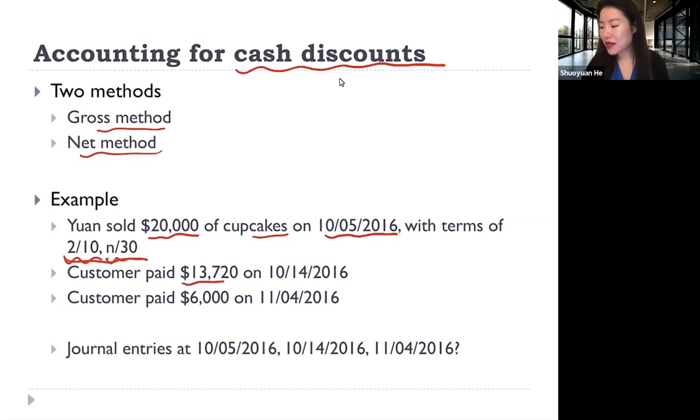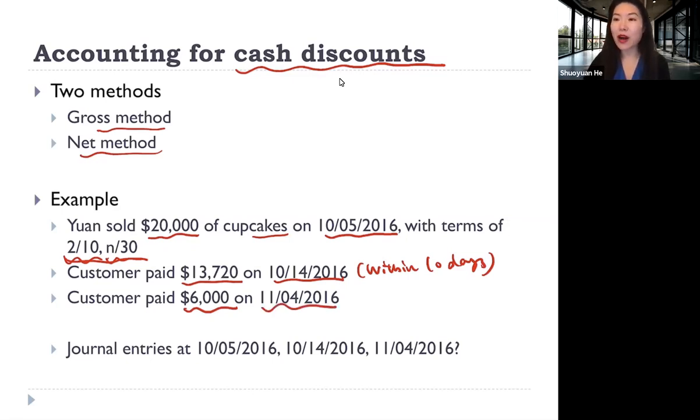Customer paid $13,720 on October 14th. So this is within 10 days, and paid $6,000 on November 4th. So this is within 30 days, but out of 10 days. What are my journal entries on October 5th, October 14th, and November 4th? So without me going through the answer, please take 5 minutes. Try to think about it. What journal entry would you make? You can pause your video for now.